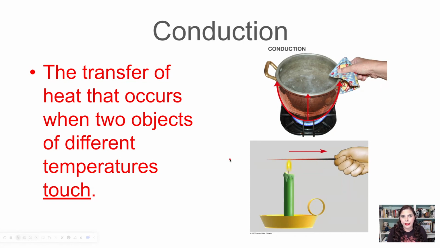This is like when you're cooking an egg, right? The egg is touching the pan, which is touching the burner on the stove, and so that's through conduction. The objects are touching, and so the heat moves because those objects are touching.